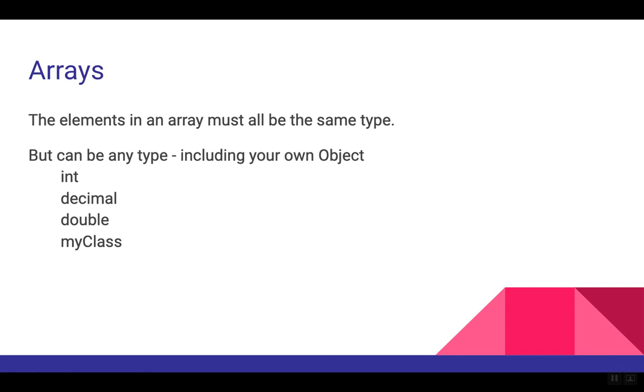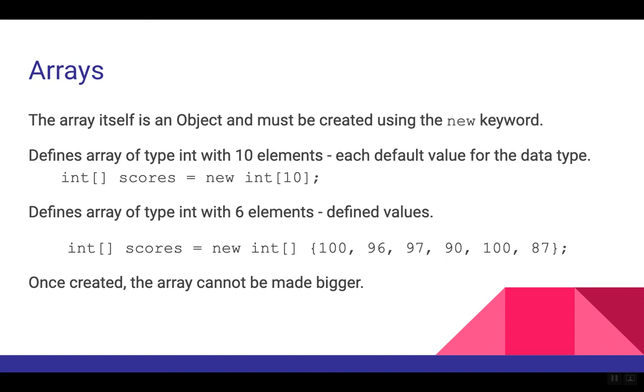Okay. Now, the elements in the array must all be the same data type. So once you build an array, you can build it to be an array of integers, an array of doubles, an array of whatever, an array of random number generators if you really wanted it to be. But all of the elements in the array have to be the same data type. Okay? In C sharp, you cannot have an array that has an integer and then a double and a string in the array. That is not true in every language. That is true in C sharp. So every element in the array has to be the same data type.